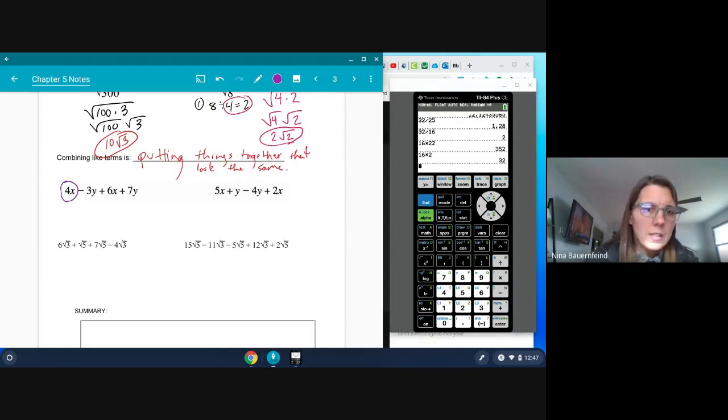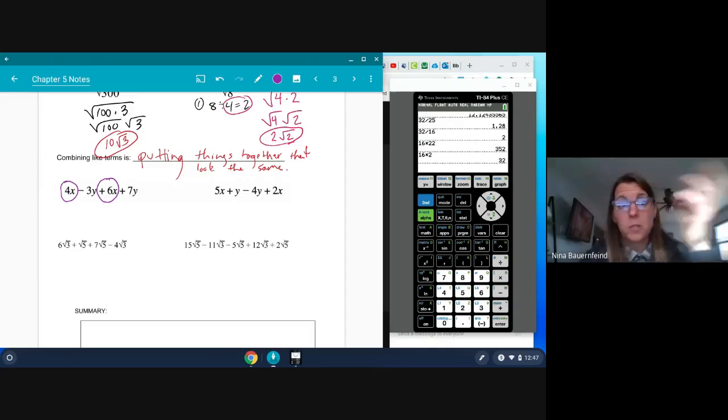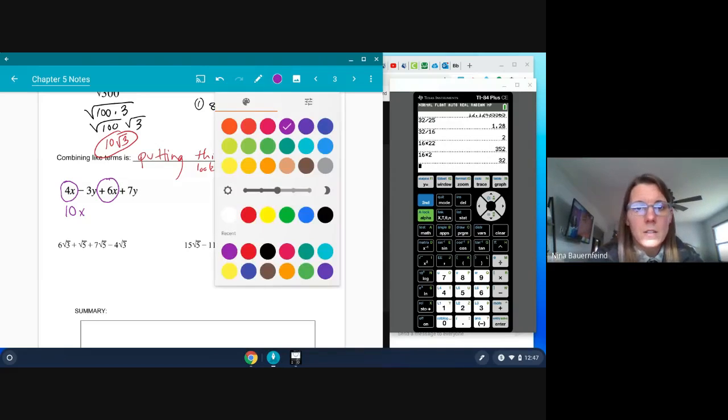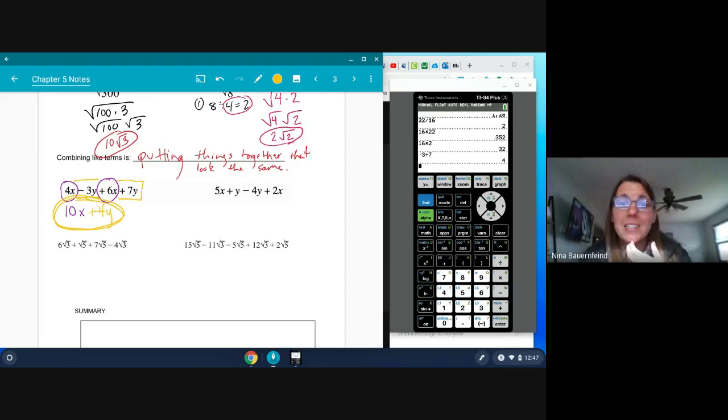This 4x and this 6x. Notice I circle the sign in front because that tells me if it's positive or negative. Those look the same because they both have x's. So that means there are 10 x's. Similar move, I can put these together because they both have y's. Negative 3. Here's the negative key. Negative 3 plus 7 is 4. So we have plus 4y. This would be what combining like terms does.